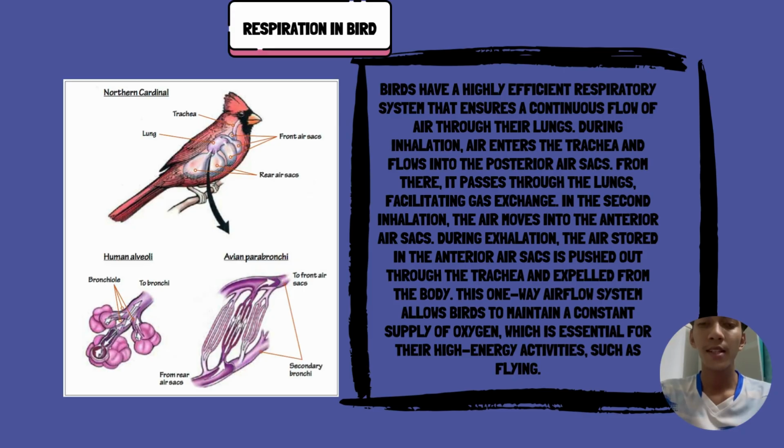Next, respiration in birds. Birds have a unique breathing system. Air flows through their lungs in one direction, supported by air sacs. This system ensures a constant supply of oxygen, crucial for flying and other energy-demanding activities.